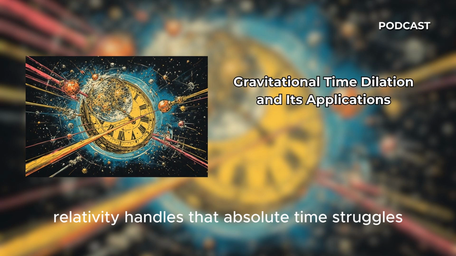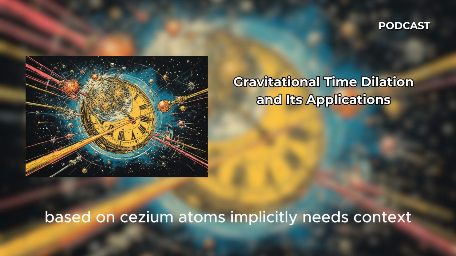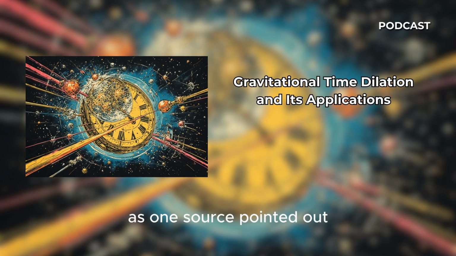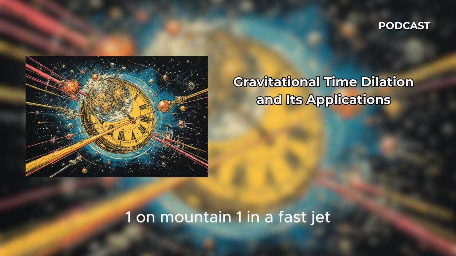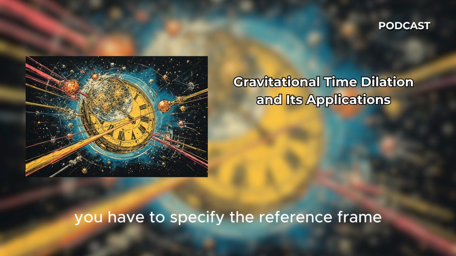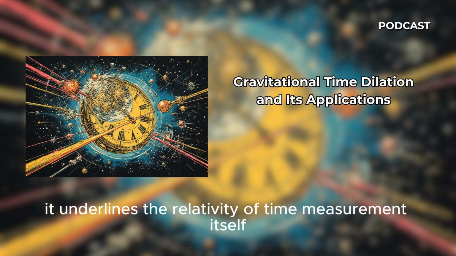Absolute time struggles. Even how we define the second, based on cesium atoms, implicitly needs context, as one source pointed out. A second based on which cesium atom: one at sea level, one on a mountain, one in a fast jet? To be truly precise, you have to specify the reference frame and gravitational potential. It underlines the relativity of time measurement itself.